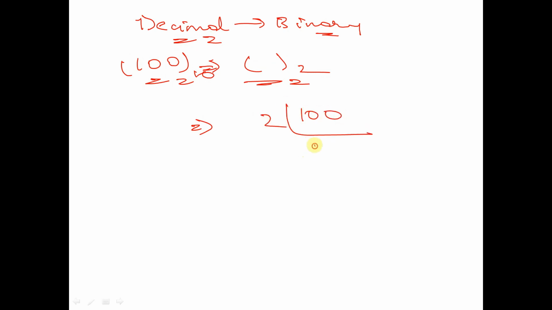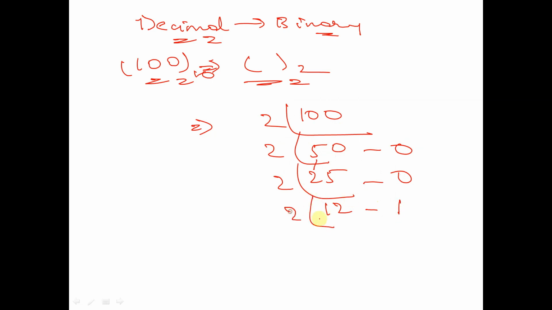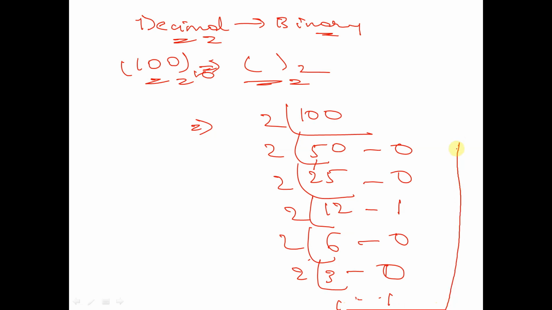That is, 2 into 50 is 100, and the remainder is 0, followed by 2 into 25 is 50, remainder is 0, and 2 times 12 is 24, and the remainder is 1, and 2 times 6 is 12 and the remainder is 0. 2 times 3 is 6, remainder is 0, and 2 times 1 is 2 and the remainder is 1. So like this we will follow the repetitive division, and we should take the number from bottom to top.